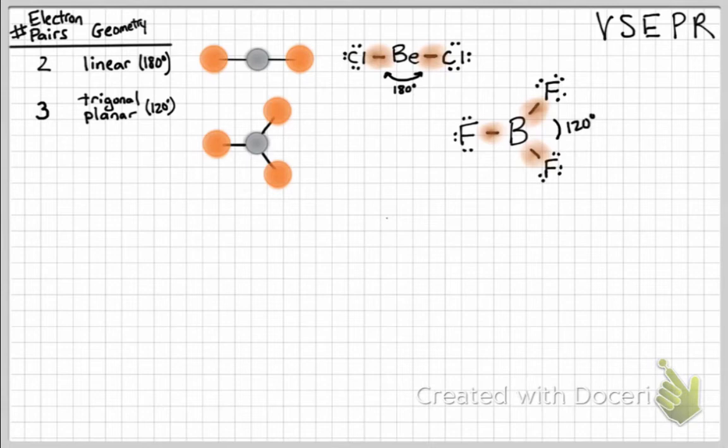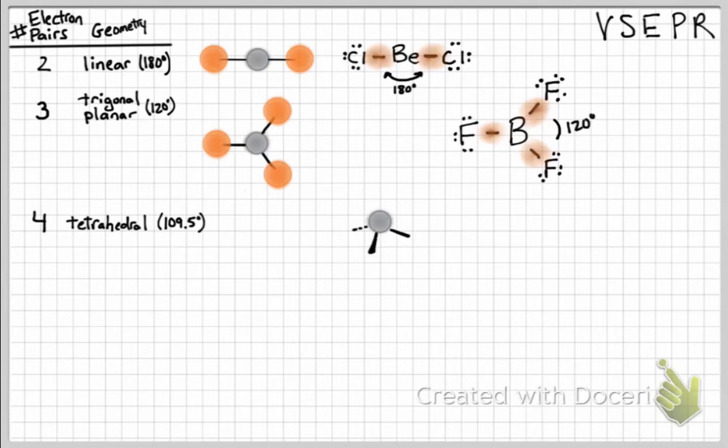So, trigonal planar. Now we already went over the case of 4 electron pairs on the central atom. In that case, they arrange themselves 109.5 degrees apart in what is called a tetrahedral geometry.